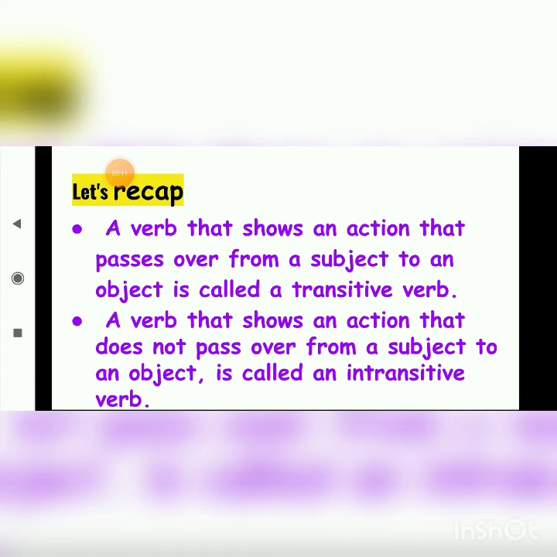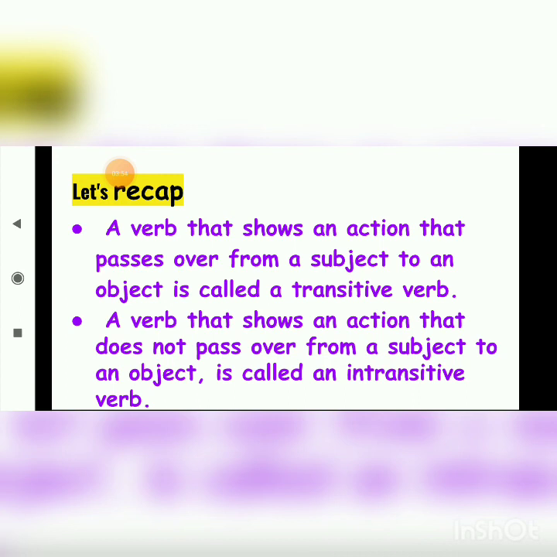So just take a quick recap students, of what we have learned in today's grammar video. We have learned about verbs. We have also learned about kinds of verbs. There are two kinds of verb. The first is transitive and the second one is intransitive. A verb that shows an action that passes over from a subject to an object is called a transitive verb, and a verb that shows an action that does not pass over from a subject to an object is called an intransitive verb.